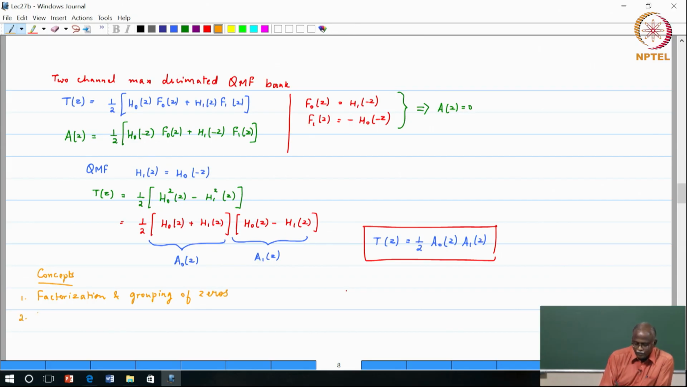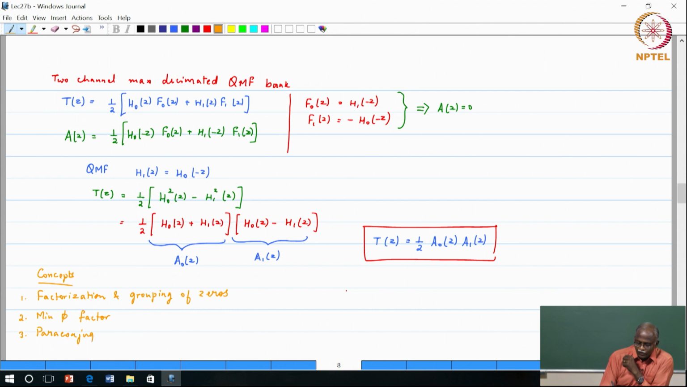Second, we have leveraged the notion of a minimum phase factor. That is one grouping where all the zeros are inside the unit circle. We have also leveraged paraconjugation. Paraconjugation says a zero inside the unit circle and its reciprocal conjugate both will produce the same magnitude response.